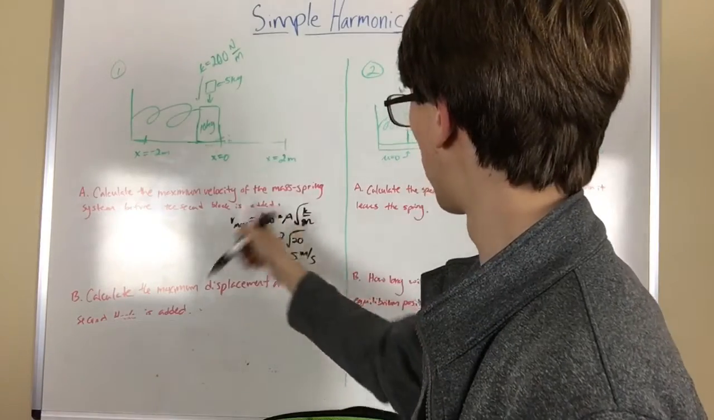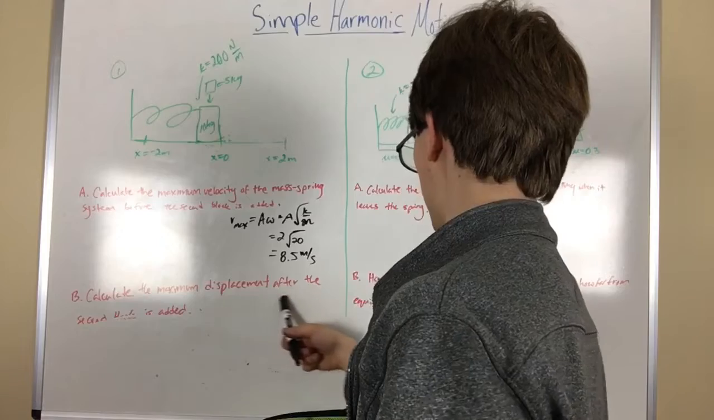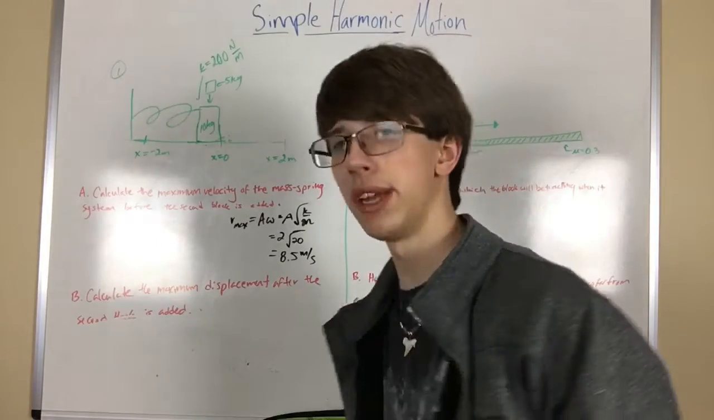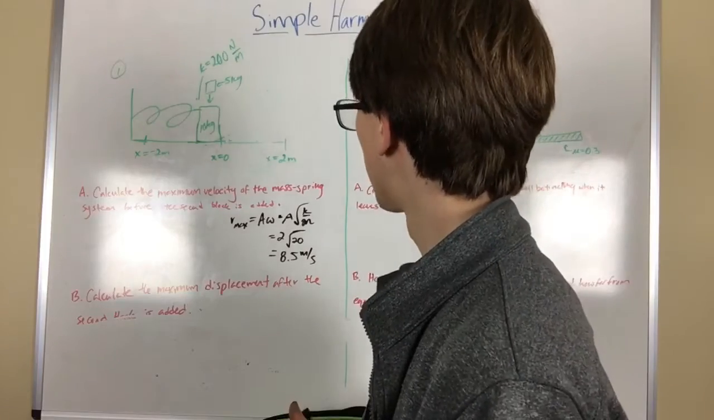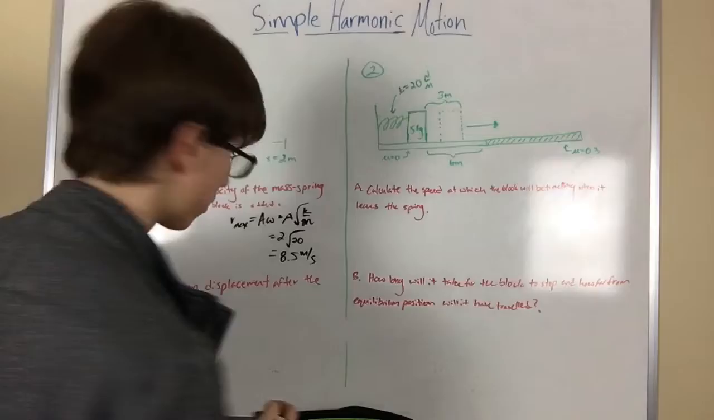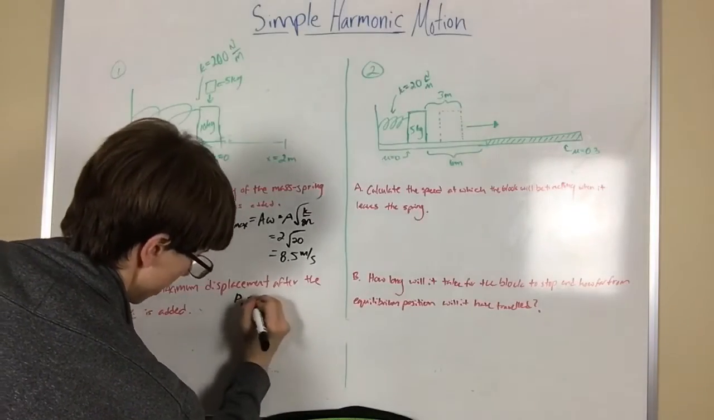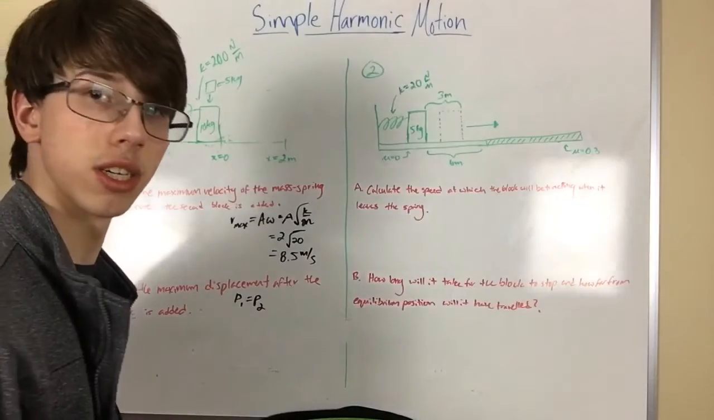And now that we have our original max velocity, we are now going to calculate the maximum displacement after the second block is added. What does that mean? It means we're going to find the new amplitude. So what do we start off with? Well, we'll start off with momentum because this is being dropped. Okay? So P1 is equal to P2, law of conservation of momentum. This is an inelastic collision.